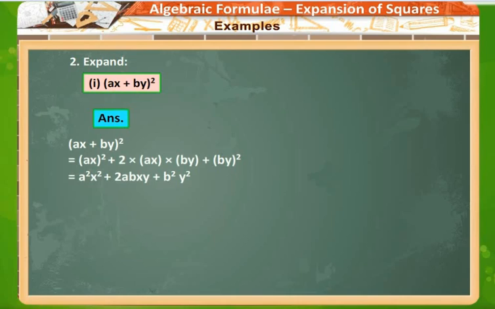This is the expansion for (ax + by) the whole square. Children, remember the bracket: outside the bracket you have a square, so the whole square. This is how you are going to expand a binomial using the formulas of (a + b) the whole square and (a - b) the whole square.